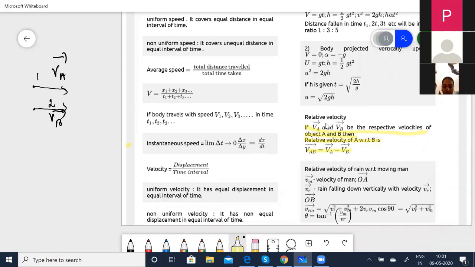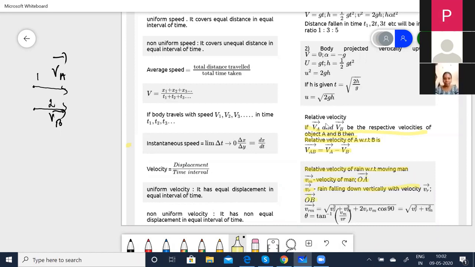Okay, so now you all would have experienced rainfall. So what is going to be the relative velocity of rain with respect to a moving man? Let us take Vm to be the velocity of the man, in the direction OA vector. And let VR vector be the rain falling down vertically with velocity VR, in the OB direction.